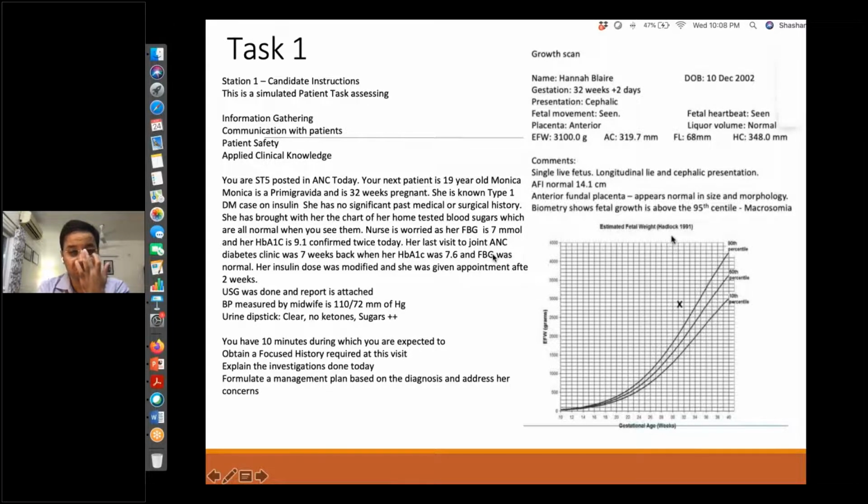Yeah, today also the nurse has examined, the fasting blood sugar is 7 millimole. She said that she has confirmed it twice today. Okay, I will keep it. Whatever you say will be confidential between you and me.